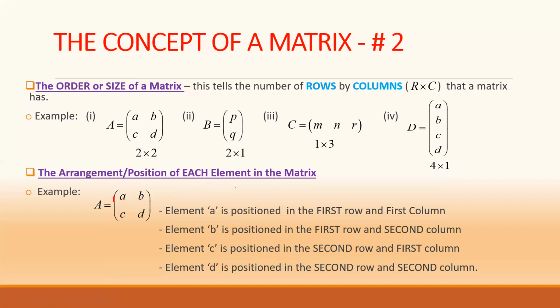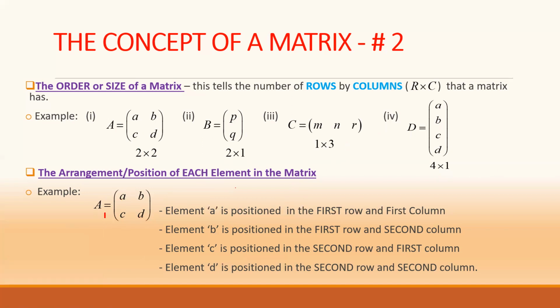Now, the next concept as it relates to the matrix is the arrangement or position of each element in the matrix. As you can see, all these matrices up here have elements, and each of these elements is in a specific position. You, as the student, should be able to tell which position each element is in within the matrix. Because the elements are arranged into specific rows and columns, we can tell the specific position or location of an element within the matrix.